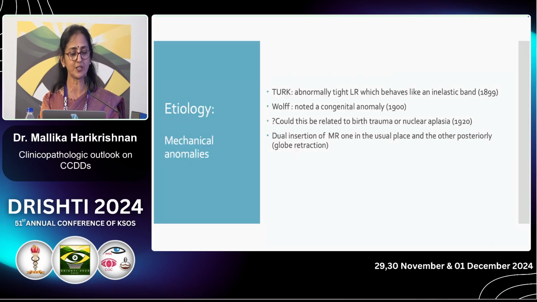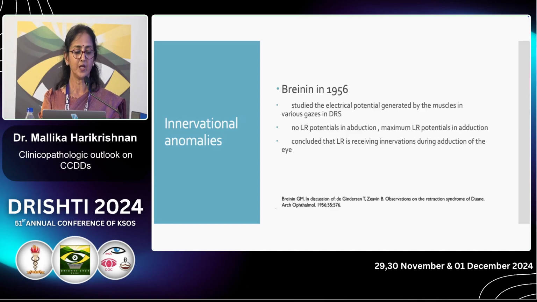What are the etiological factors? First, they proposed mechanical anomalies. Turk said that it is due to an abnormally tight lateral rectus, which behaves like an inelastic band. Wolff noted a congenital anomaly. Could it be related to birth trauma or some nuclear aplasia? Some other people suggested that it's due to dual insertion of the medial rectus, one in the usual place and the other posteriorly.